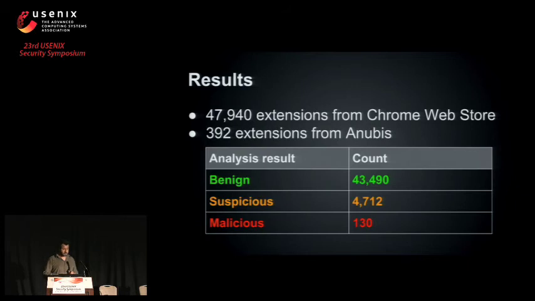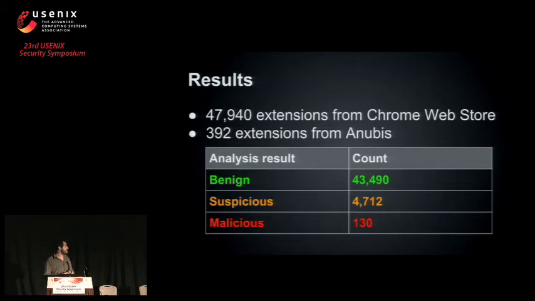So we went to the web store, and we caught as many extensions as we could at the time. That was 48,000 extensions. And we also used Anubis, which is a binary analysis system that we have in Santa Barbara, to get extensions from there. And what we found in Anubis is that there were binaries that will drop extensions to the file system. This is a process that is called side-loading extensions. And Google has blocked this in Windows because it was being abused by malware.